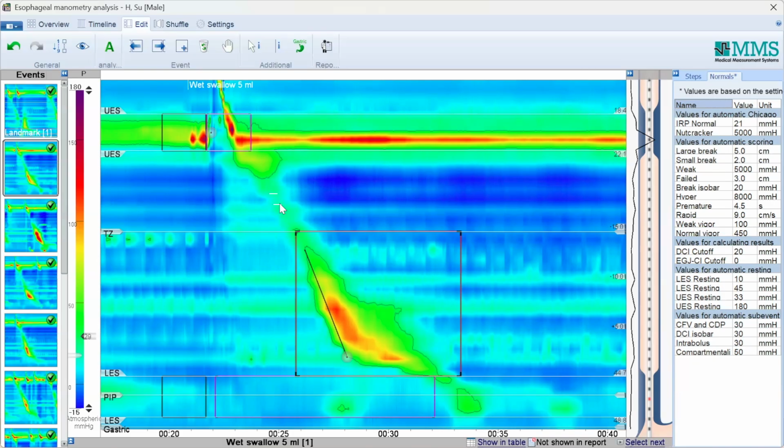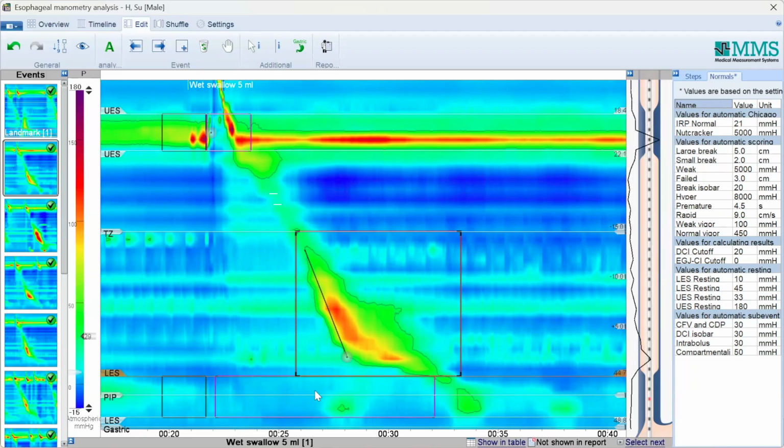This is one of the criteria. We have another criterion we have to see. See, this is the LES. As you said, it should be relaxing at the same time, between the UES and LES.